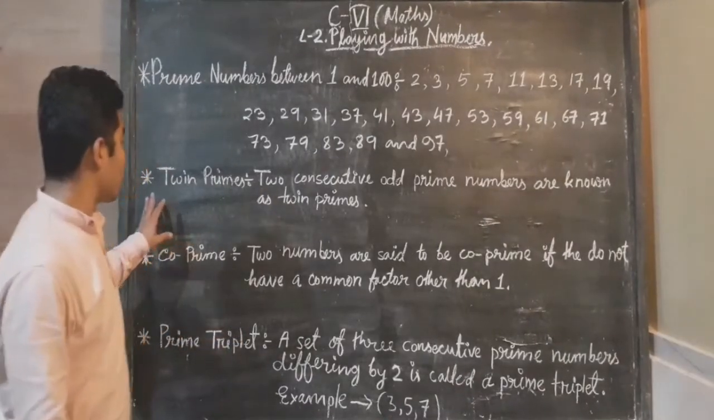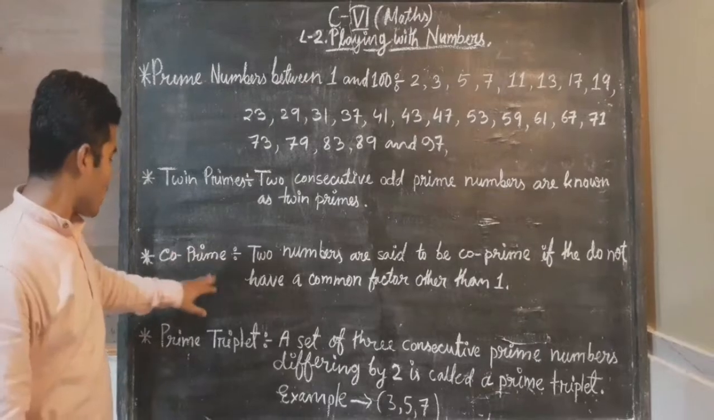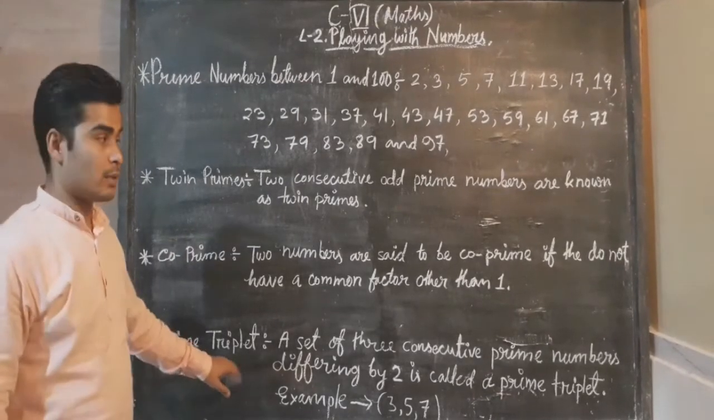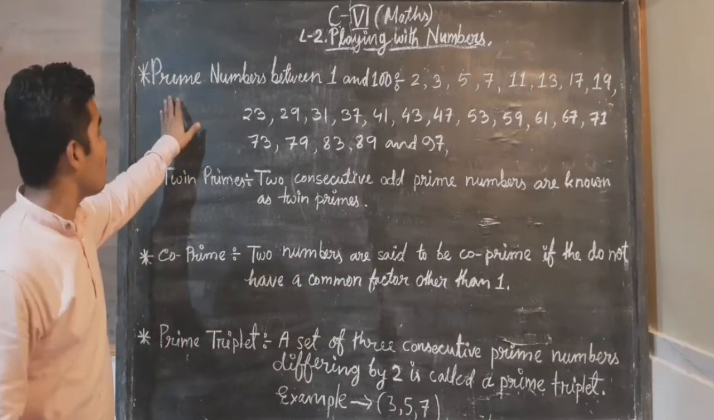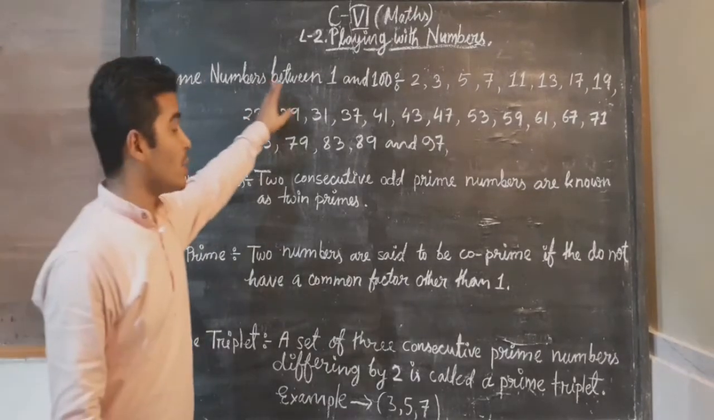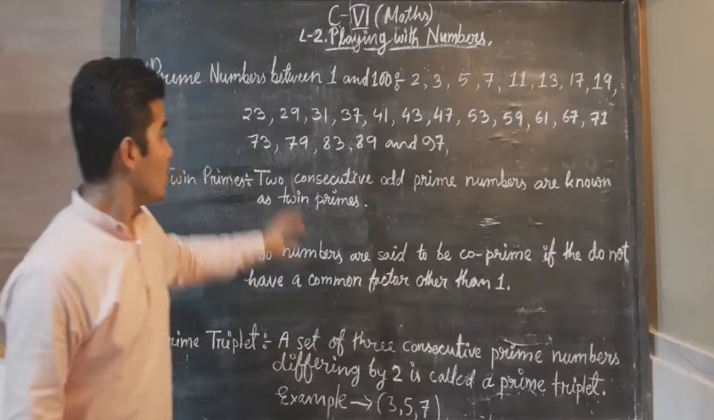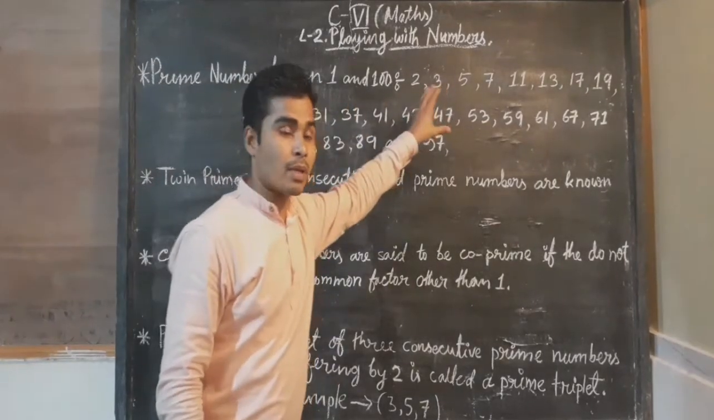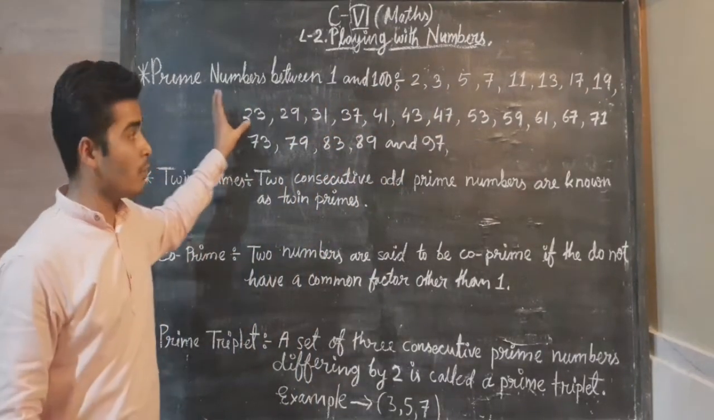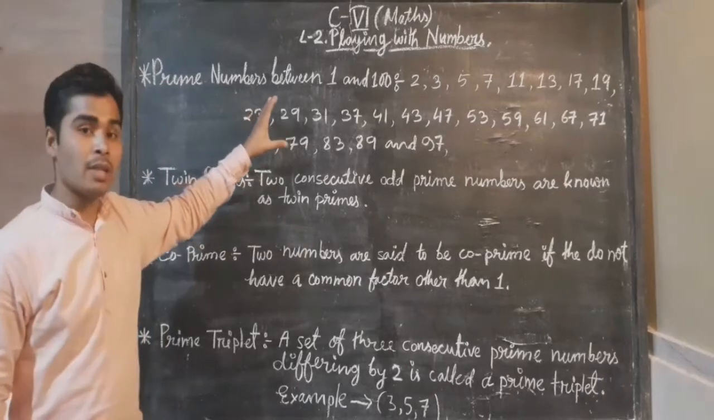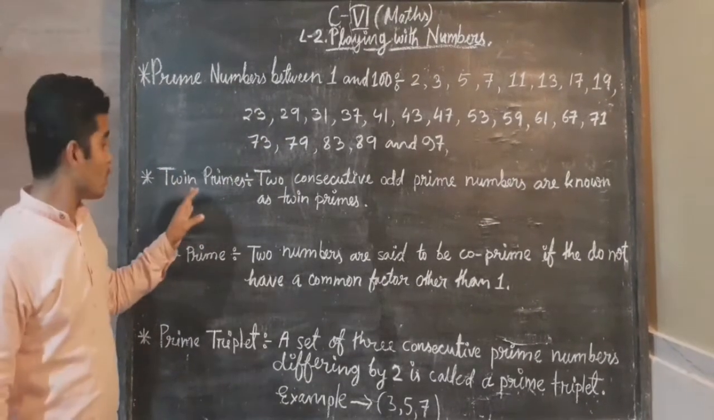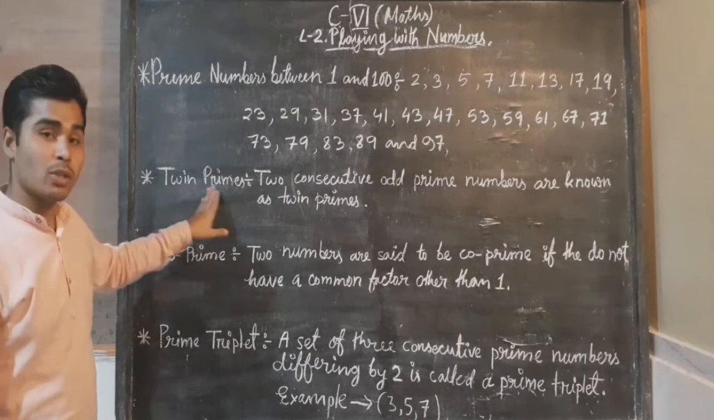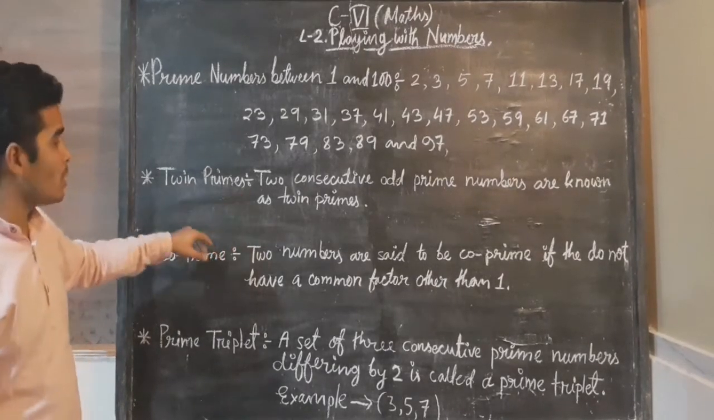Now I will explain twin primes, co-primes and prime triplets. To know all these numbers properly, you should always remember the prime numbers between 1 and 100. Look at the board. I have written all the prime numbers between 1 and 100. I hope you will learn all these prime numbers by heart at home. So first of all, I will explain what twin primes are.